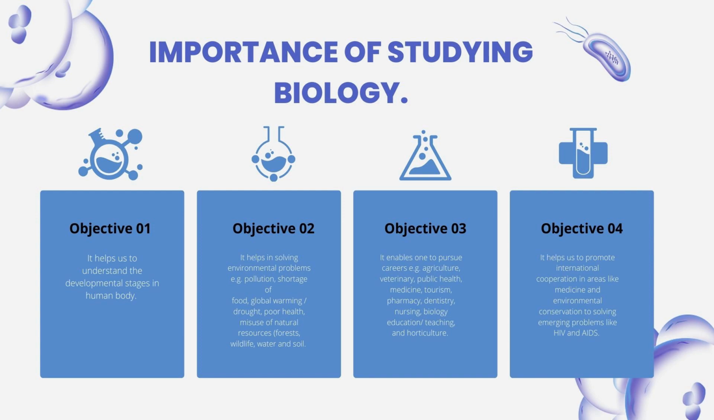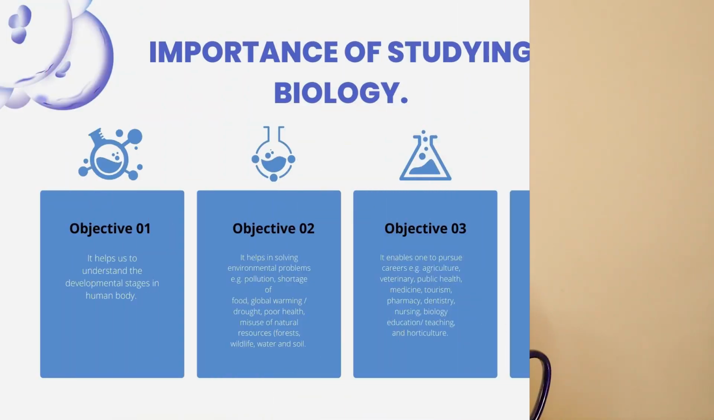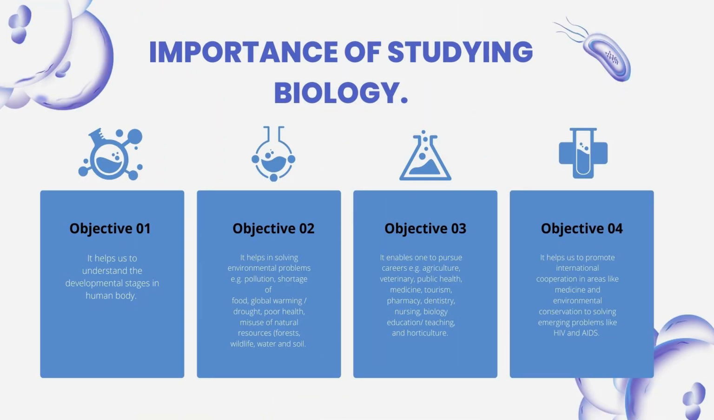Another importance of biology is that one learns about the functioning of the human body. You are able to understand how your body functions, about the digestive system, circulatory system, and also the nervous system. One is also able to understand the developmental stages within his or her body. So we have 3 importances of biology: the developmental changes that take place in the body of a living organism, understanding the functioning of the body, and also being able to venture into careers.